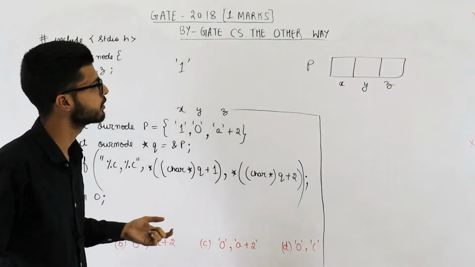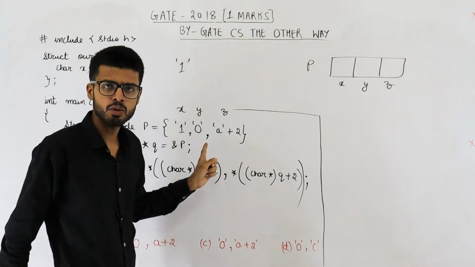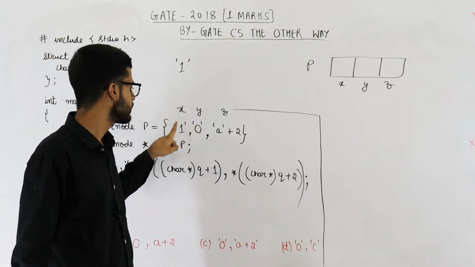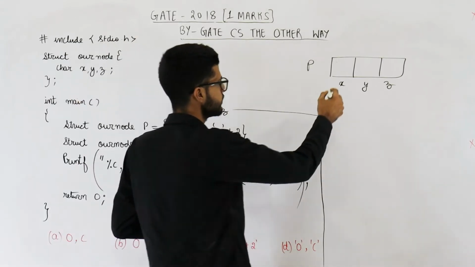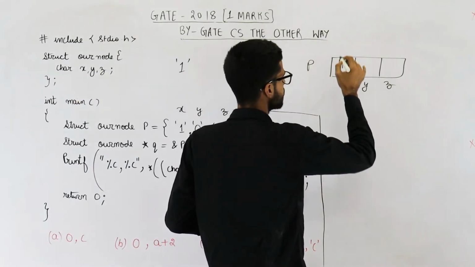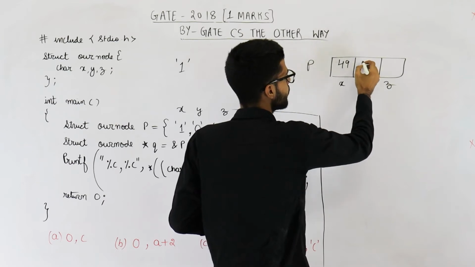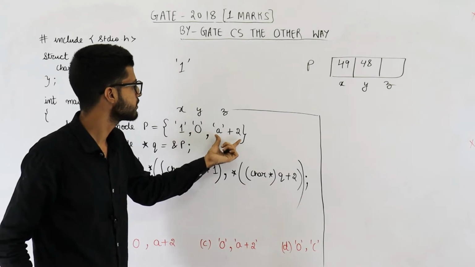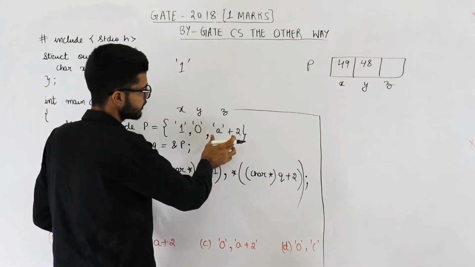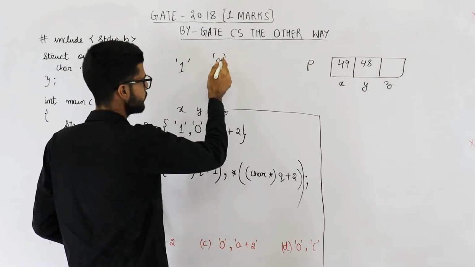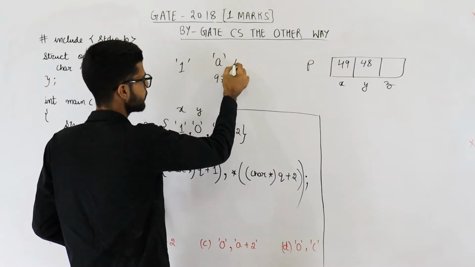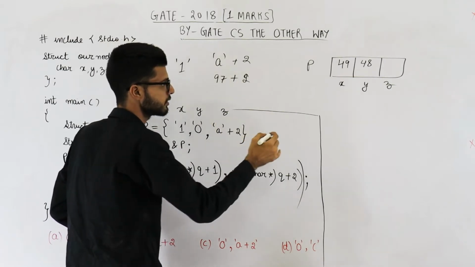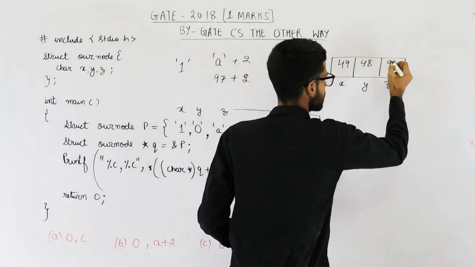But I know the ASCII values, so I'll also write them. The ASCII value of 0 is 48. Yeah, 48. Then the ASCII value of 1 will be 49. So 49 is saved in X like this. And in Y, 48 is saved because the next character is 0. What is the third character? The third character is A, which is 97, plus 2, which is 99. So 99 is saved here.